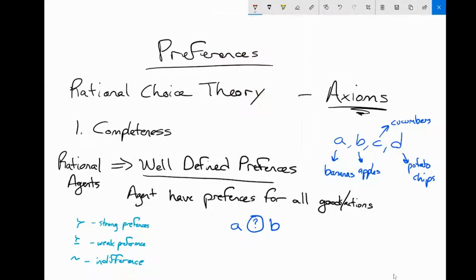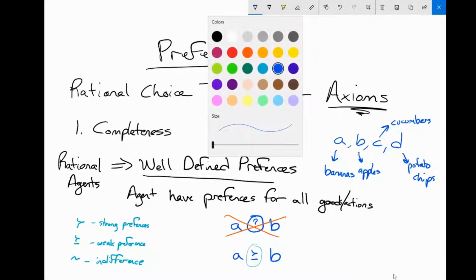If it was uncertain, this would violate rational choice theory. Rational choice theory says they have some preference between A and B. So maybe they weakly prefer A to B. What do we mean by weakly prefer? That just means they either prefer or are indifferent between A and B. But they know that. Rational agents know their preference between any pair of goods.